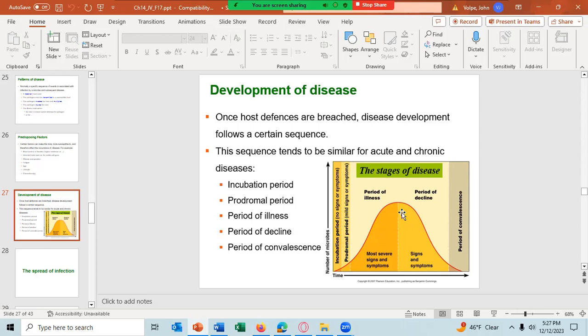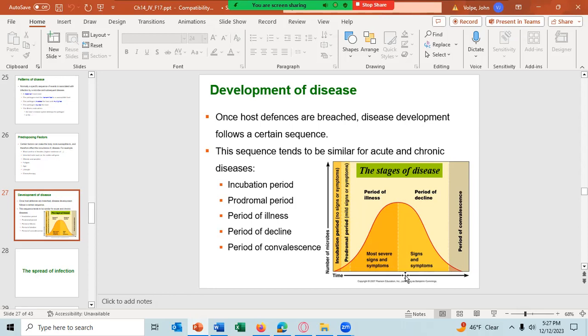The period of decline continues until the number of organisms in the patient drops below a threshold number where the patient no longer has signs or symptoms of disease, but they still have the organisms, and this we call the period of convalescence. And the period of convalescence ends when the patient no longer has any organisms in the patient.